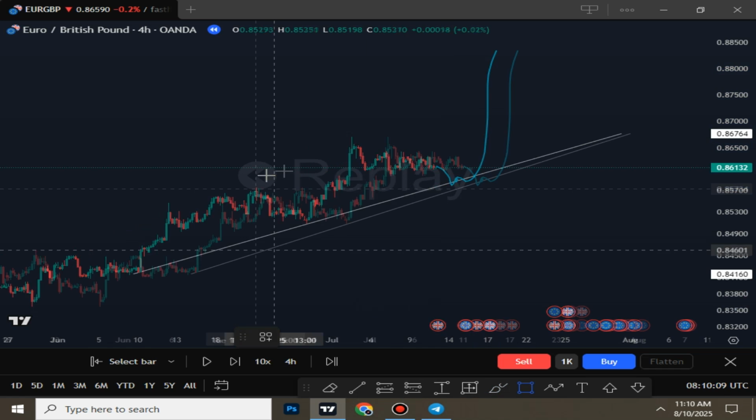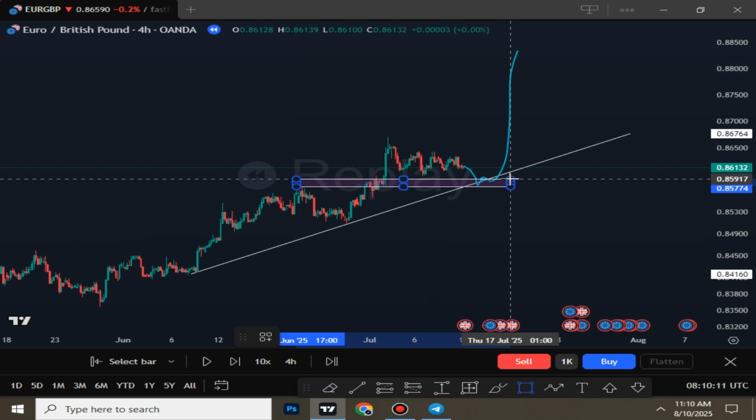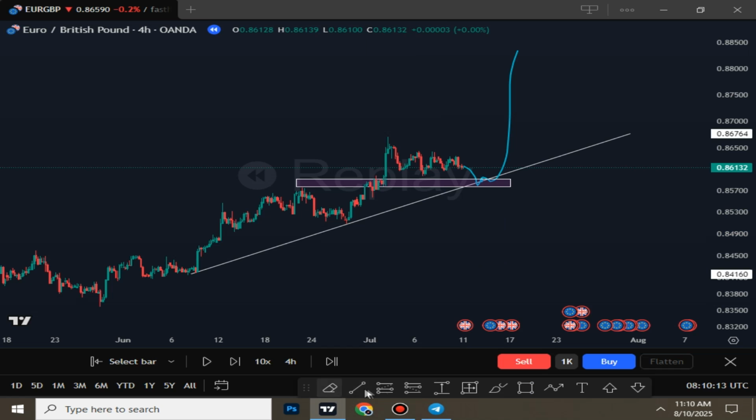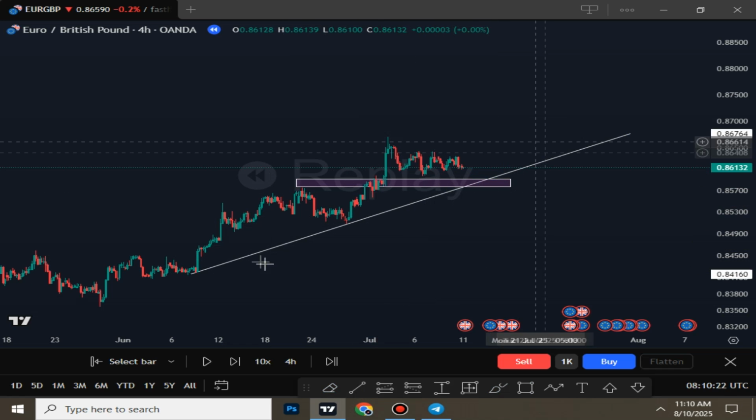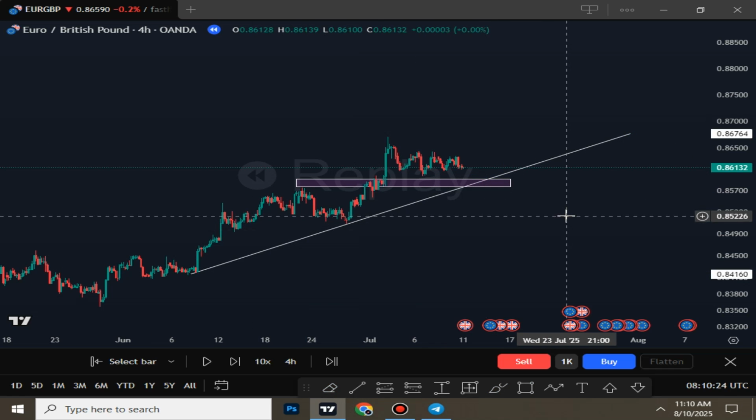At the same time, you can mark out the previous levels, something like this. Now once you see price touching those levels, maybe then that's where you should be looking for your entry. In essence, the moment you have your trend line based on these touches, 1, 2, then of course you're waiting for your third touch.